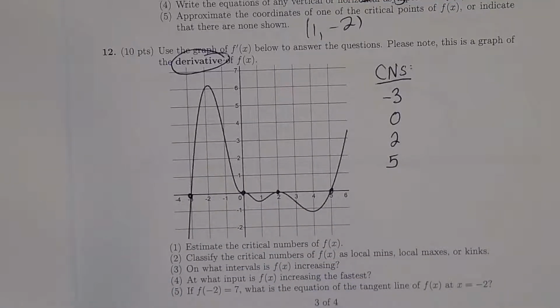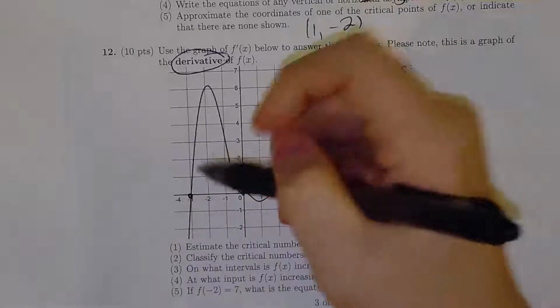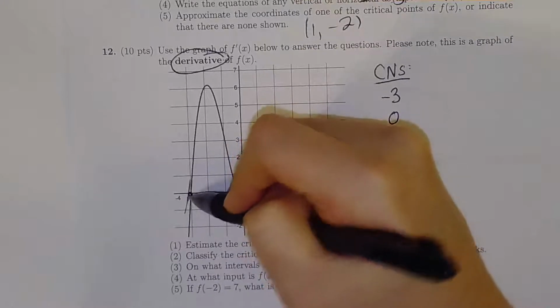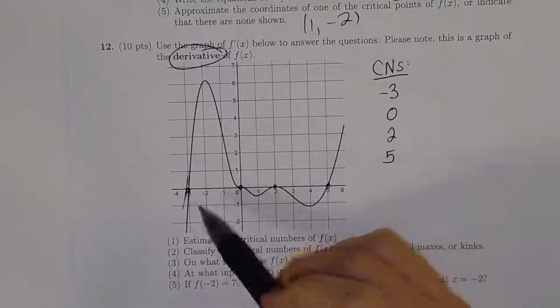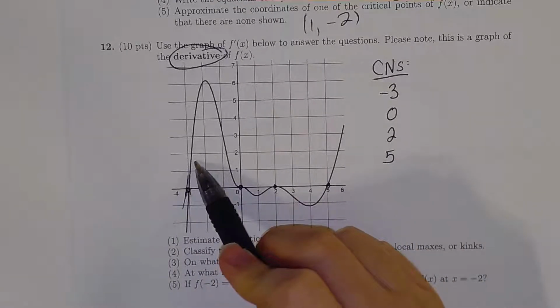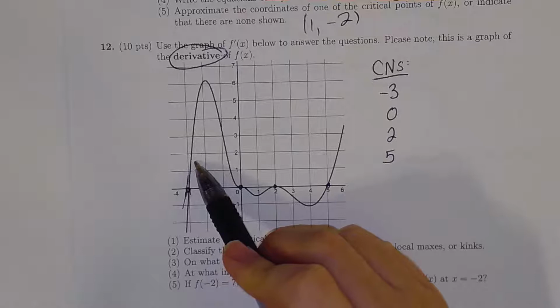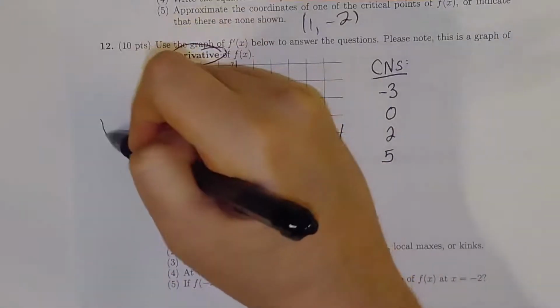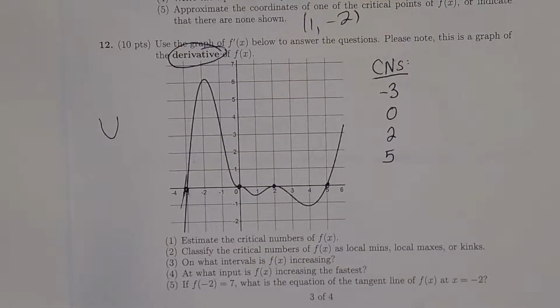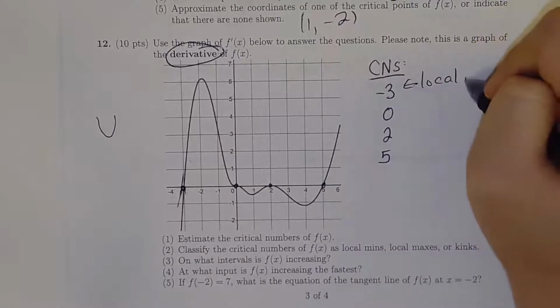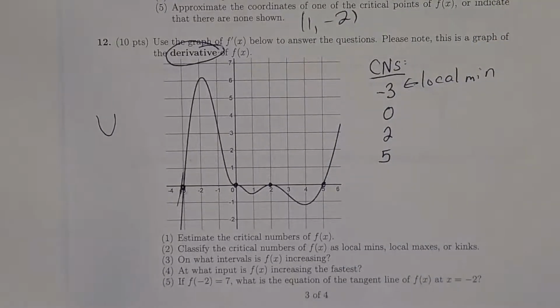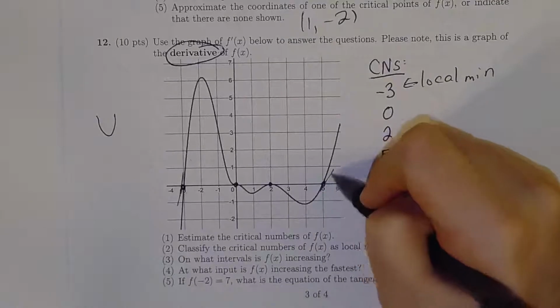For the second question on 12, we're supposed to classify the critical numbers. So here's one. What happens here at -3? The derivative switches from negative to positive, which, if you remember, means that the function itself switches from decreasing to increasing, meaning it has that shape. So this is a local min. The exact same thing happens over here at 5.